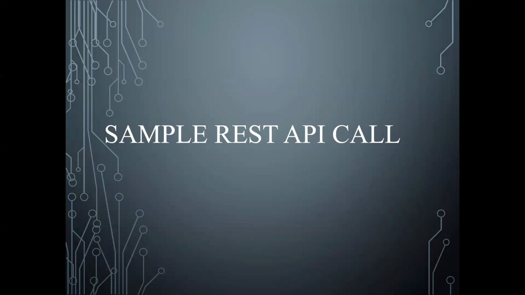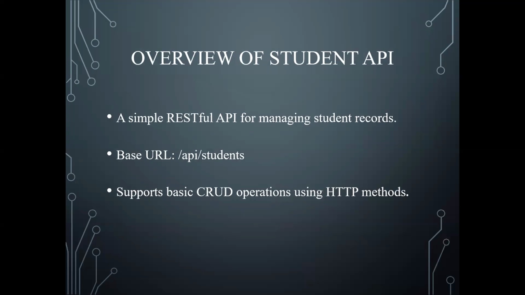Sample REST API call. So here let us understand a simple RESTful API for managing student records. So we are making use of a URL that is API followed by students. So that is the endpoint identified by this URL. So here that supports basic CRUD operations using HTTP methods.